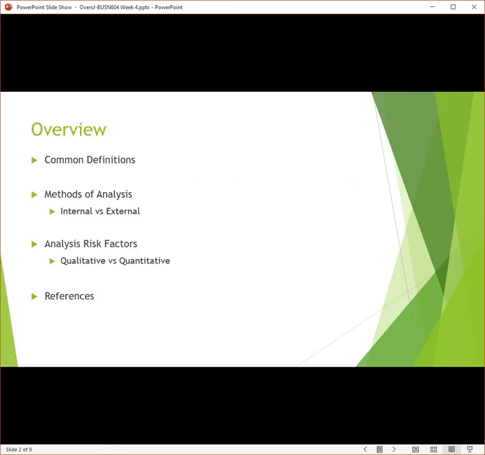So we're going to go over some common definitions. We're going to talk through different methods of analysis, internal and external. We'll talk through some risk factors, qualitative and quantitative. And please hold all questions to the end. I have different pieces of information marked with a subscript that'll point to the references page at the end of the presentation, and we can discuss everything at that time.